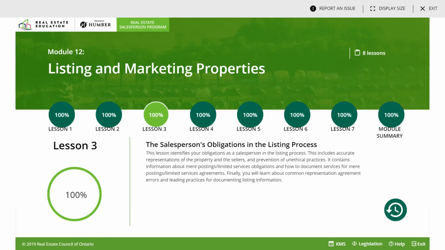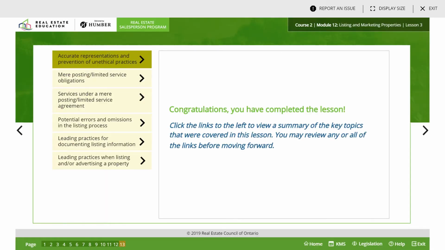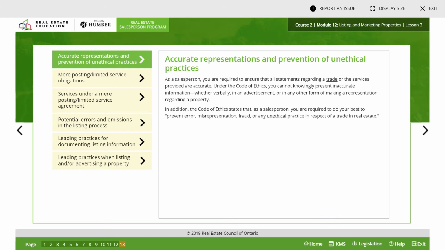Lesson 3 talks about the salesperson's obligations in the listing process. Let's go over that. Accurate representations and prevention of unethical practices. You are required to ensure that all statements regarding a trade or the services provided are accurate. Under the Code of Ethics, you cannot knowingly present inaccurate information, whether verbally, in an advertisement, or in any other form of making a representation regarding a property.